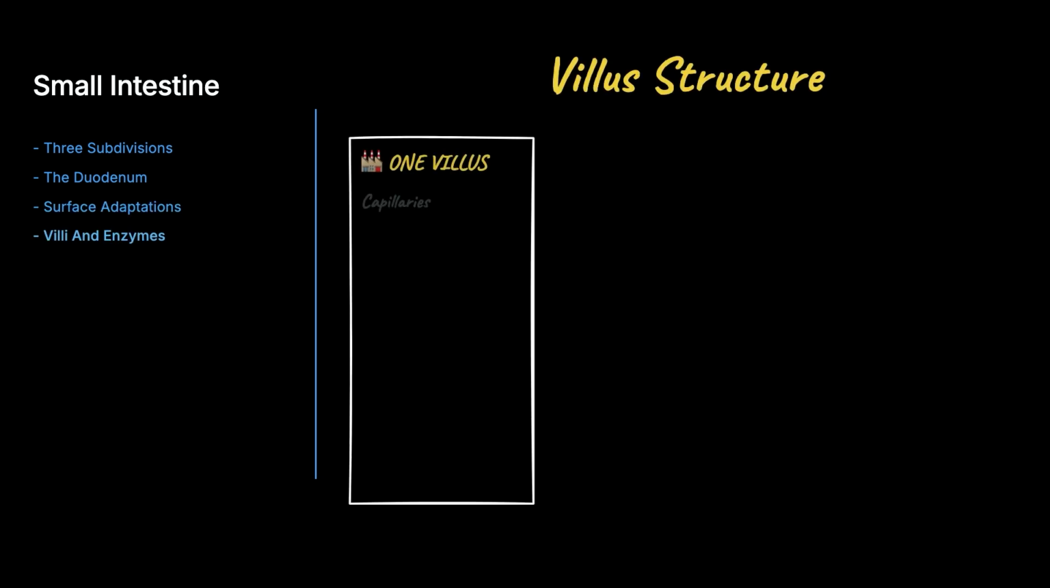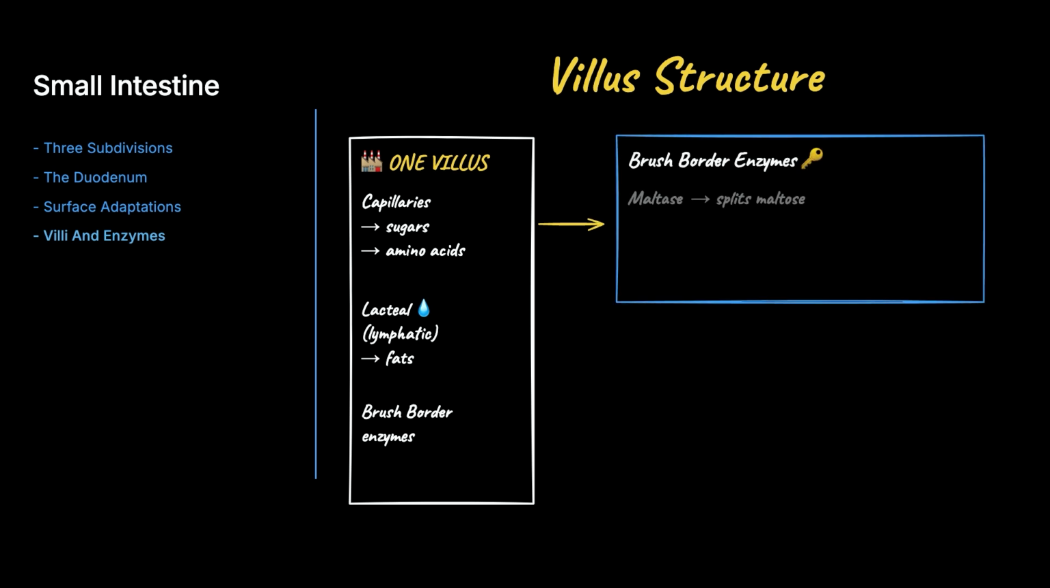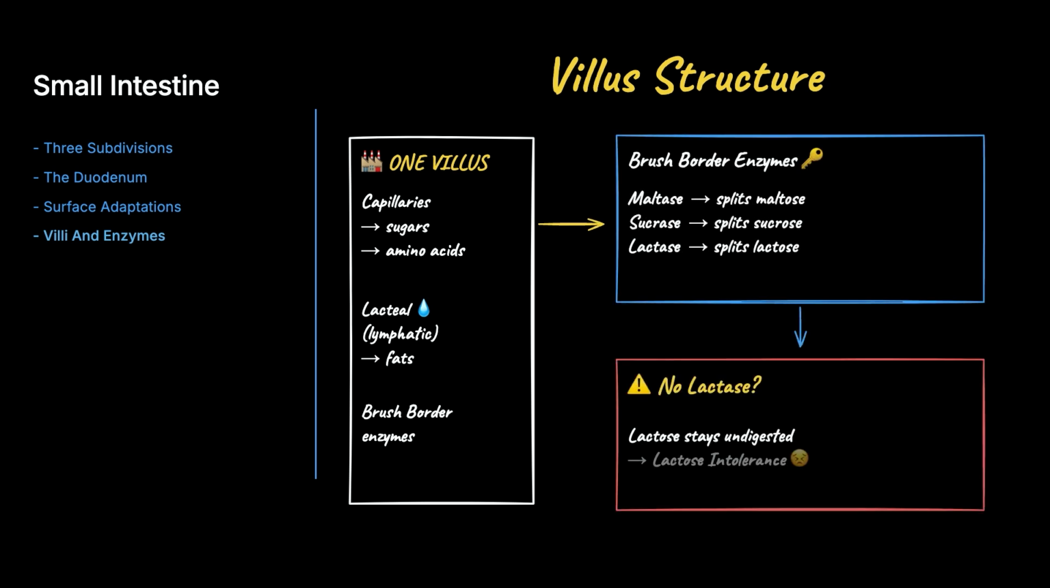Each villus is beautifully equipped. Inside sits a network of capillaries to absorb sugars and amino acids, plus a tiny lymphatic vessel called a lacteal to absorb fats. The brush border holds enzymes that finish digestion at the surface. Maltase, sucrase, and lactase split sugars. People lacking lactase suffer the familiar lactose intolerance.